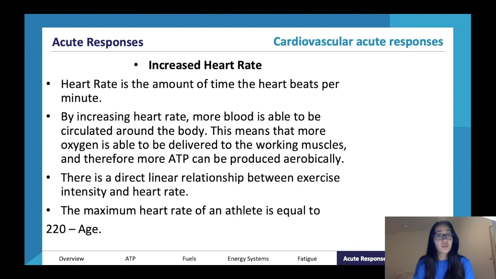By increasing heart rate, more blood is able to be circulated around the body, which makes sense. What's the point of our heart? It beats to pump blood around the body. Why do we need blood going around the body? Because that blood brings with it nutrients and oxygen, so we can deliver that oxygen to the working muscles. As such, we can produce more ATP aerobically as opposed to anaerobically. In doing this, we increase the reliance on the aerobic system as opposed to the anaerobic glycolysis system or the ATP-PC system.